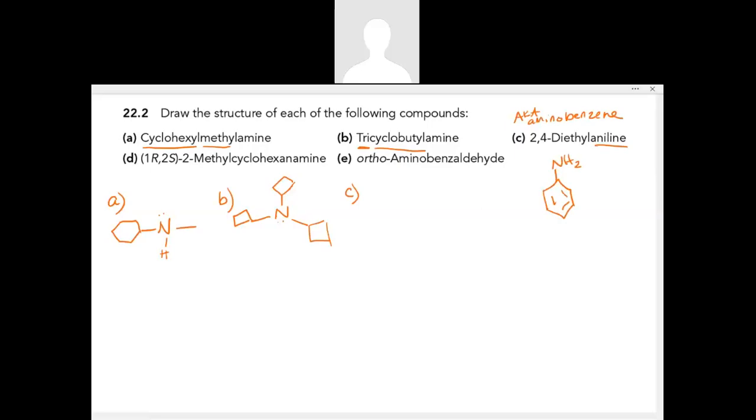So that's going to be our carbon 1. Then I have ethyl at carbon 2. And then down here we can put carbon 4. So we have 2, 4, this position, both ethyl groups.